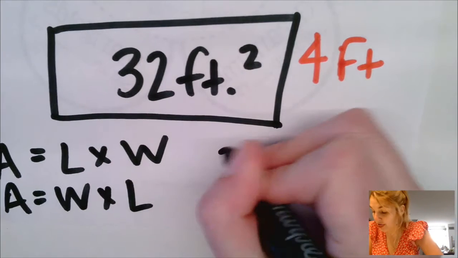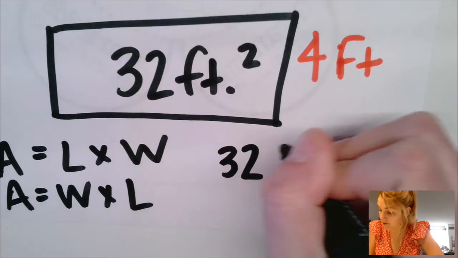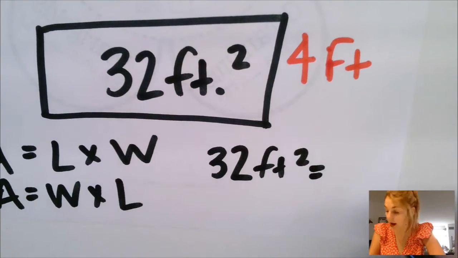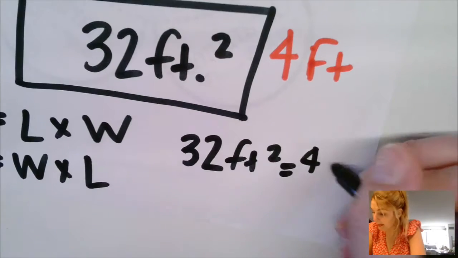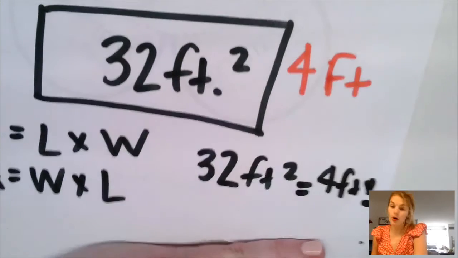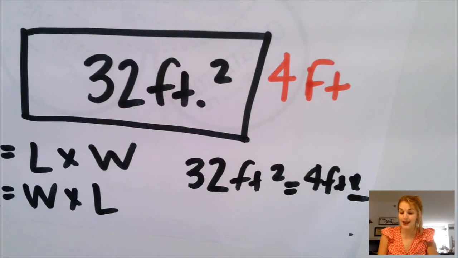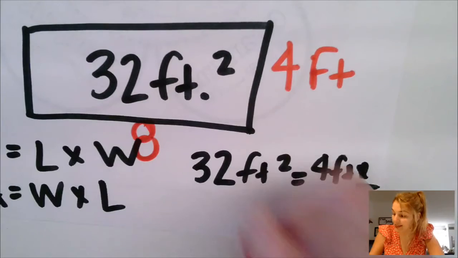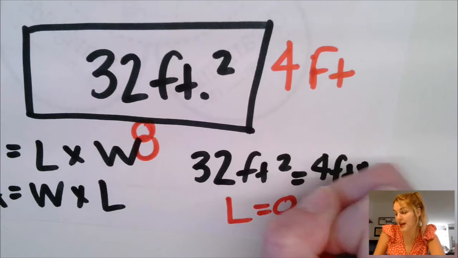So we know that 32 feet squared is equal to, we know one side, 4 feet times what? So 4 times what is 32? 8 times 4 is 32. So the missing length is going to be 8 feet.